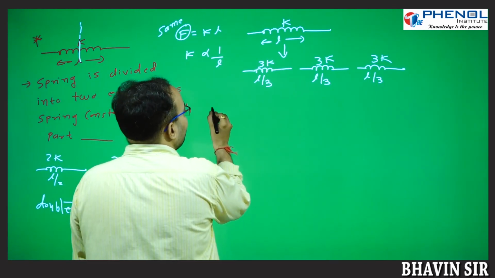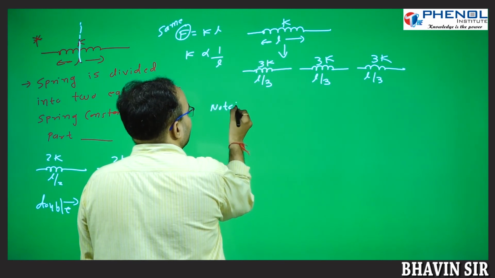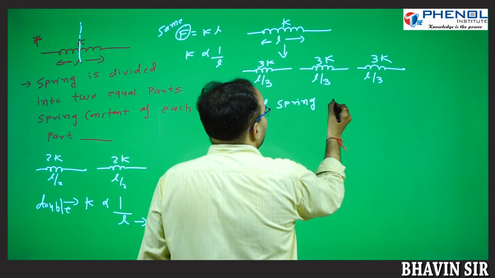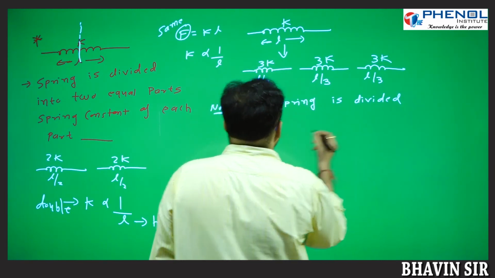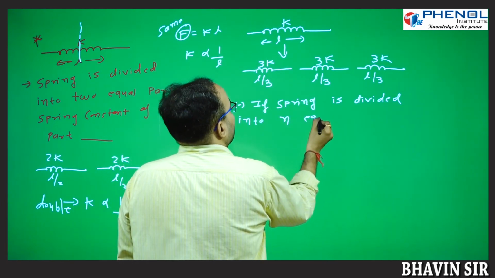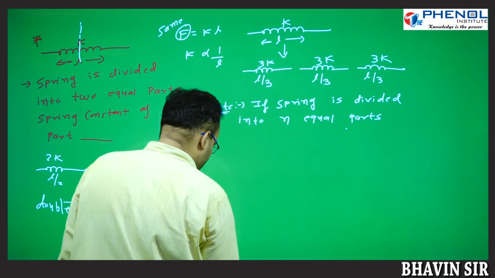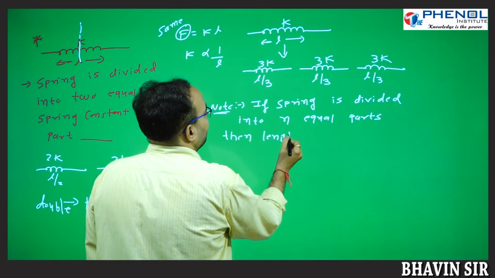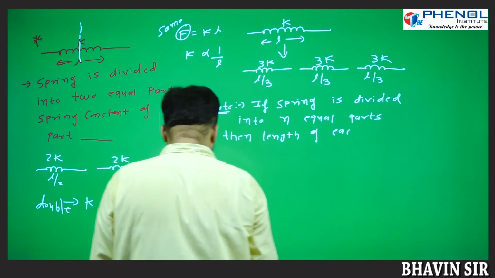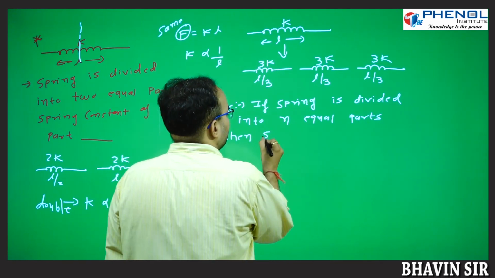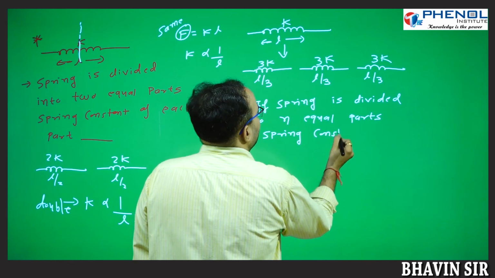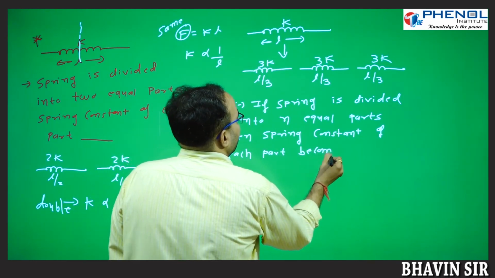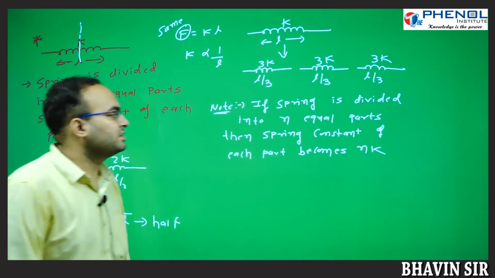Okay, same way students, remember this. If a spring is divided into n equal parts, then the spring constant of each part becomes nK.